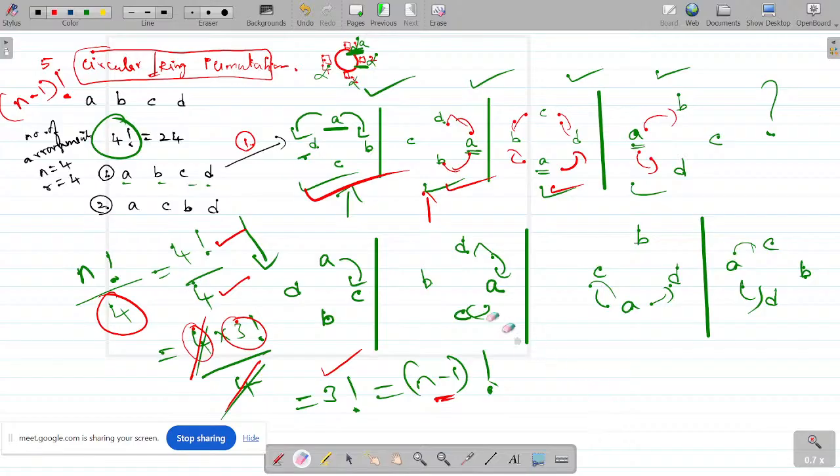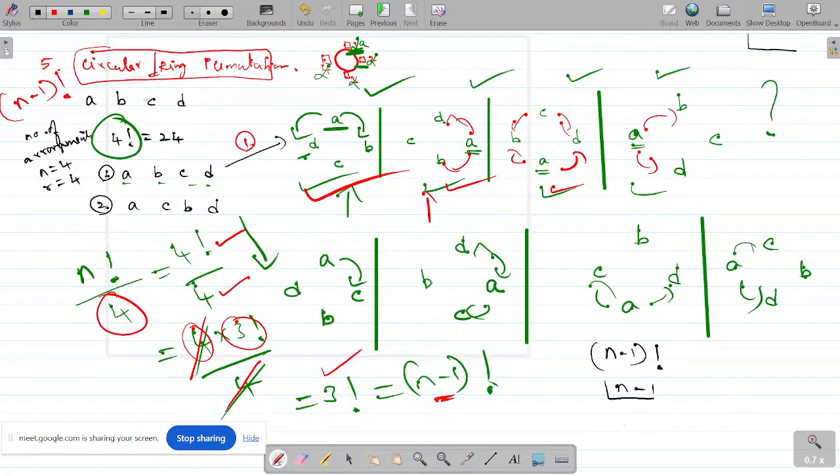Online continuing. So what's the formula for ring permutation? n minus 1 factorial. Sometimes in our material, instead of this exclamation mark, they write it this way, like an elongated L shape. So this also we use.